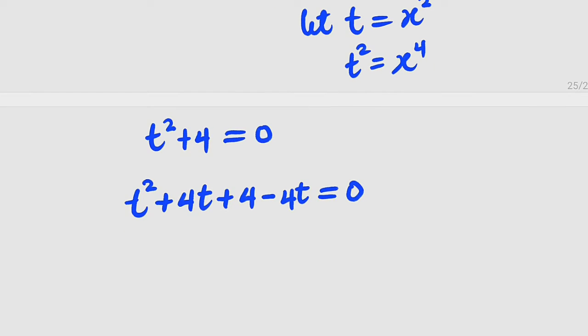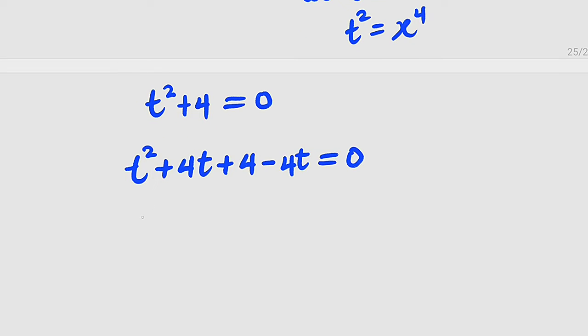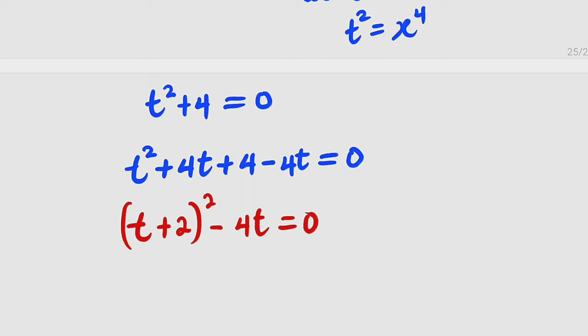So the first three terms can be factorized because you can see half the coefficient of t will give us 2, and 2 squared is 4. And hence we can say that this is t plus half the coefficient of t, 4 divided by 2 is 2, whole squared. Then remember we have minus 4t. The whole of this equal to 0.